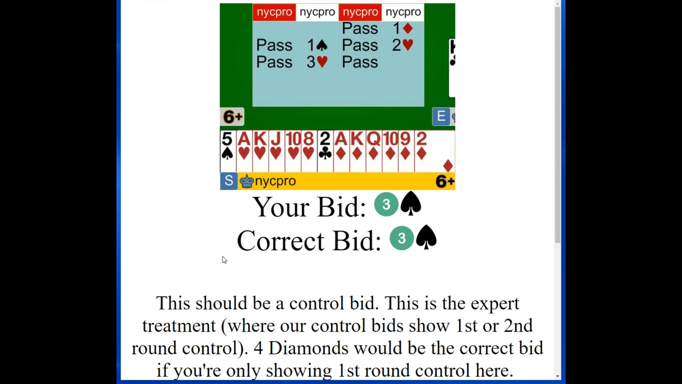If you're only bidding first round controls, which is a good agreement to have when you're new to this, especially if you haven't control bid very much, a good agreement with your partner is just, hey, we'll only bid our first round controls. So if you're agreeing to that, four diamonds is your best bid.